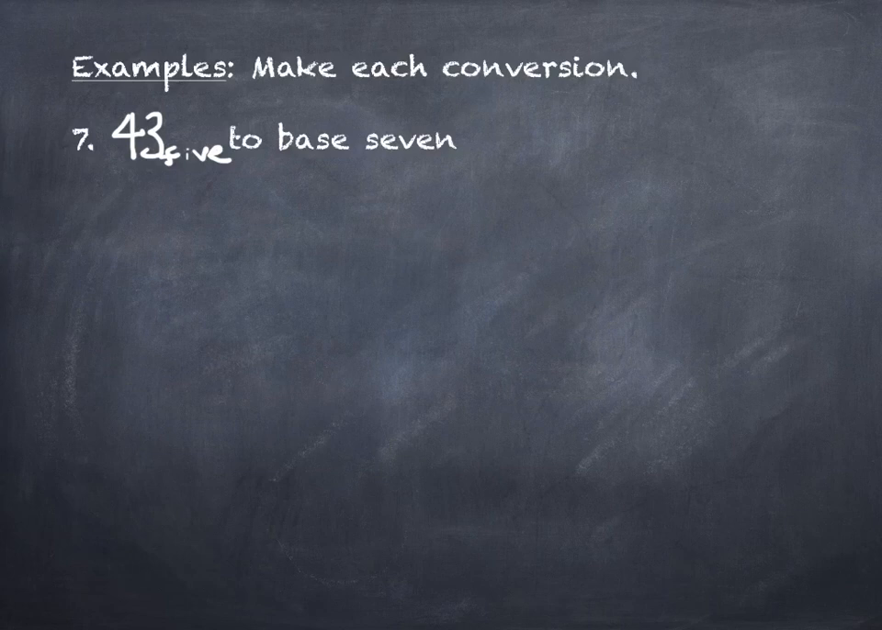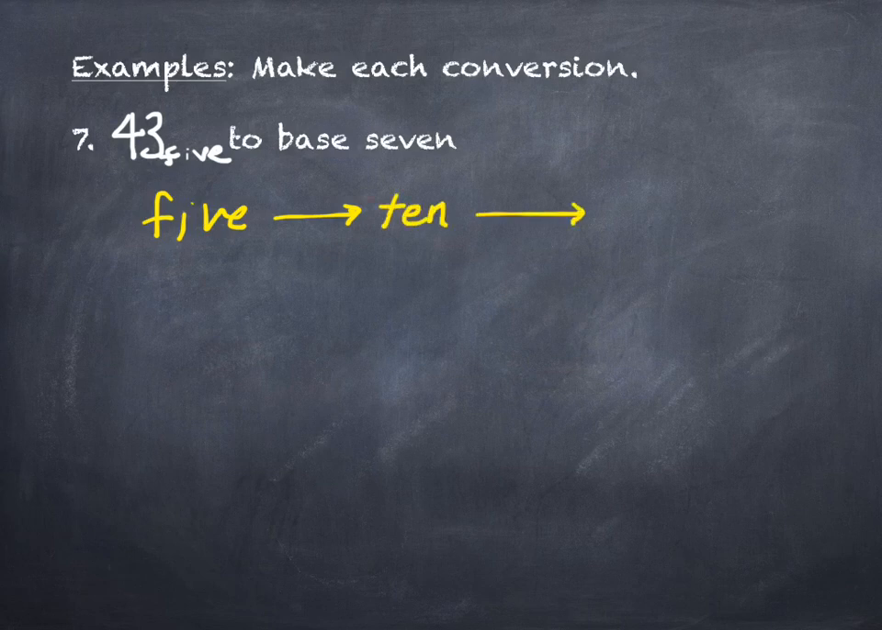Problem number 7 is actually taking a number in one base and turning it into another base, but if you'll notice, neither of those bases are base 10, or neither of them say decimal form either way. So what we're going to do is start in the first base that we're given, in this case base 5. And I want to eventually turn it into base 7, but I'm going to do an intermediate step and turn it into base 10. So we're going to go from base 5 to base 10 and then into base 7.